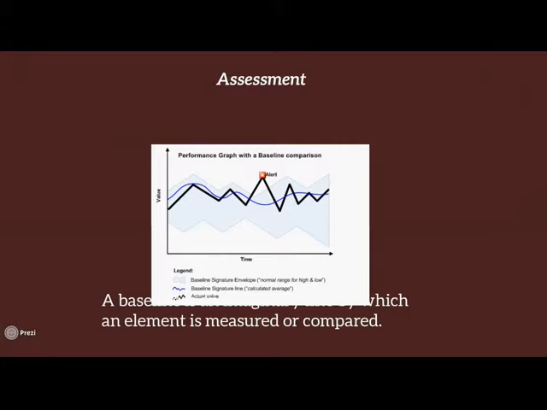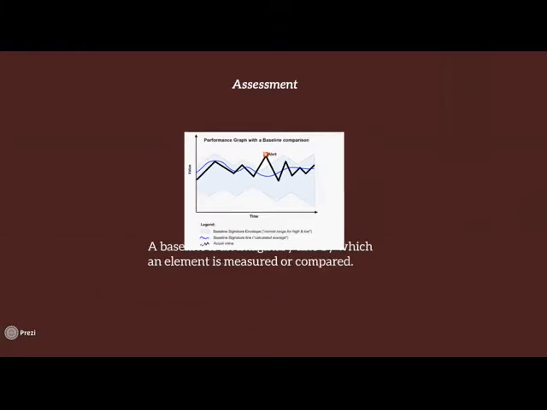Assessment is your first step. So, a baseline is an imaginary line by which an element is measured or compared. In information technology, a baseline is a checklist against which systems can be evaluated and audited for their security posture. Baseline reporting is a comparison of the present state compared to the baseline.